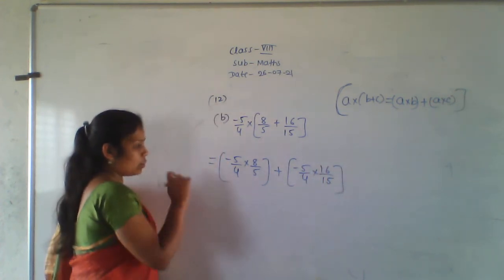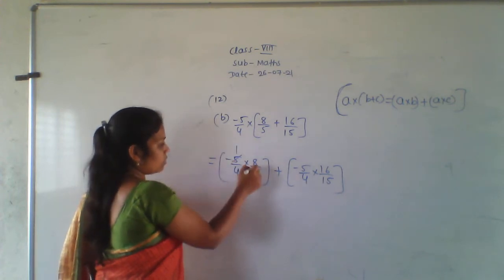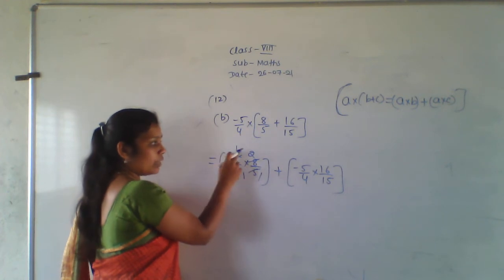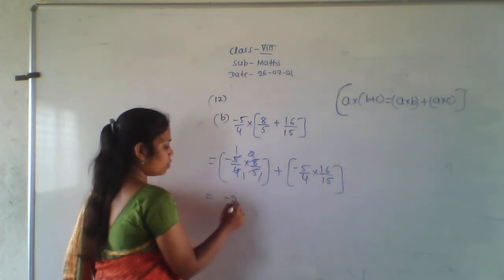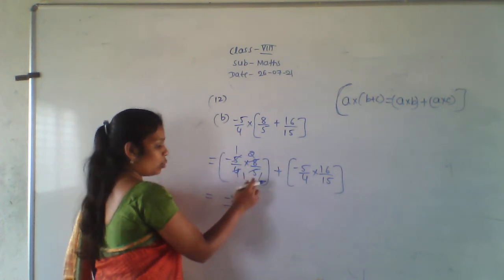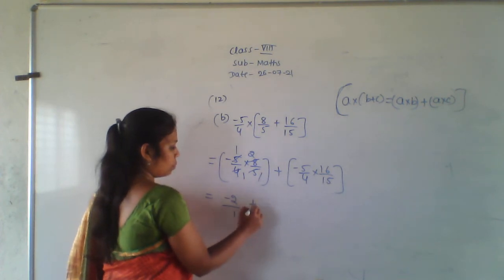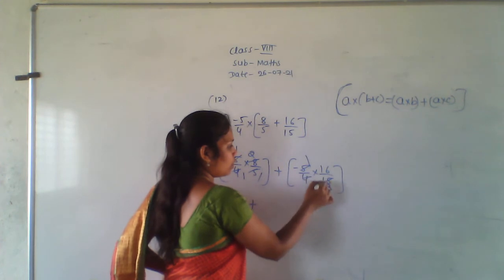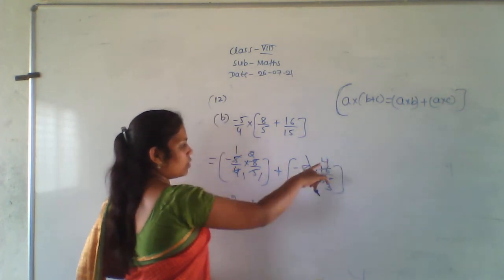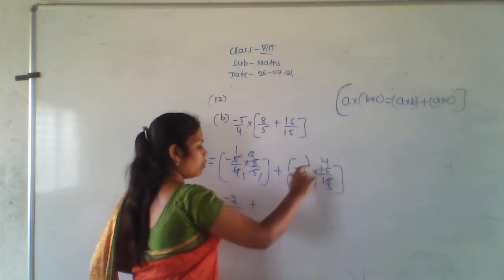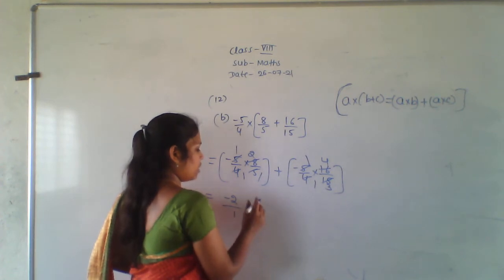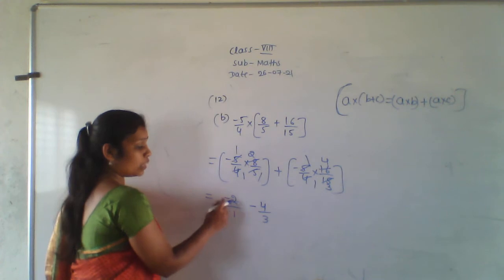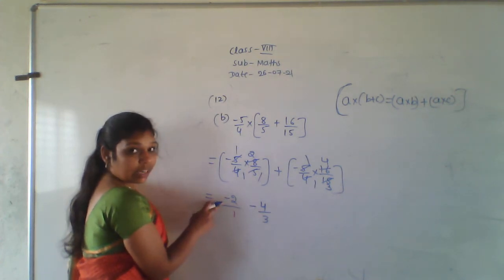Now cancel the values, cross cancellation. 5 ones are 5, 5 ones are 5. Here 4 ones are 4, 4 twos are 8. Minus 1 into 2 is minus 2, divided by 1 into 1, 1 only. Next, plus here 5 ones are 5, 5 threes are 15, 4 ones are 4, 4 fours are 16. What is the value left here? Minus 1 into 4 is minus 4 by 3. Now both are minus, we need to add the values, right?